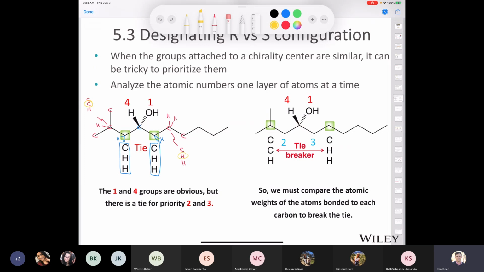Yeah, I think my students have the right answer. Let's check. Okay, they're saying, okay, Mr. Dion, you go from 1 to 2 to 3, right? You're going this way, which is counterclockwise, which would be S. However, the lowest priority group is coming out towards you, and so this stereocenter would be R. So the answer is R for this one.